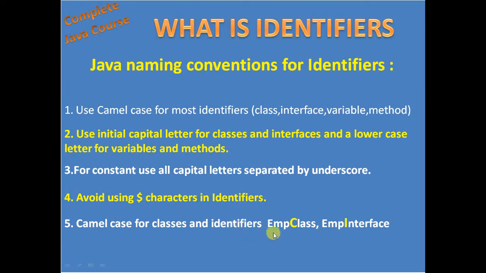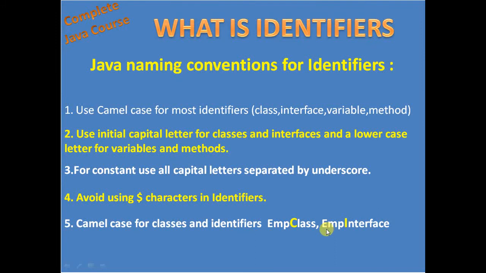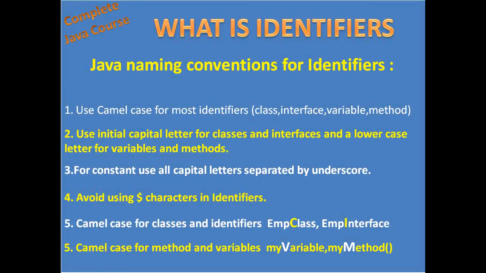Number 5, camel case for classes and interfaces, like EmployeeClass, where E is capital and C is capital. This is for the class and this is for the interface. It means the first letter is capital and the second word's first character is capital. Next one is camel case for methods and variables, like myVariable and myMethod.